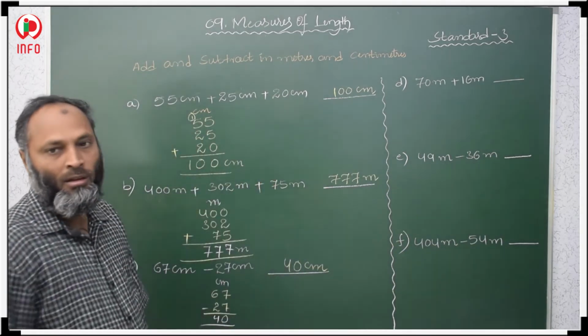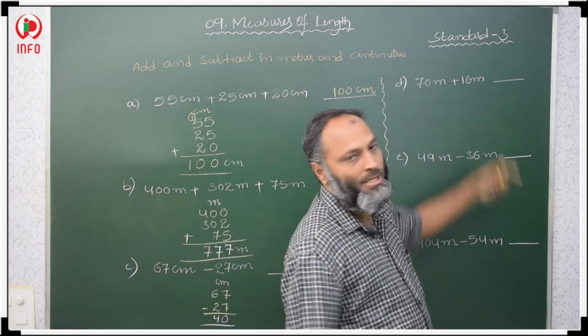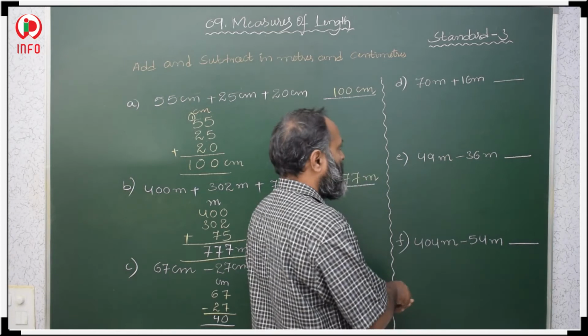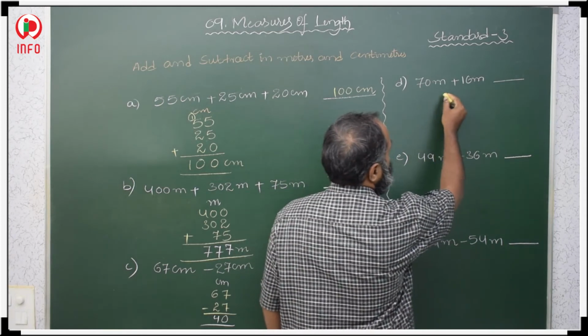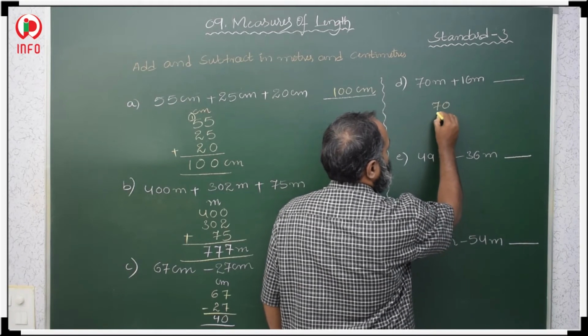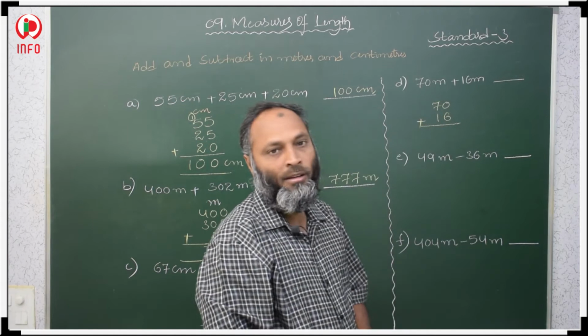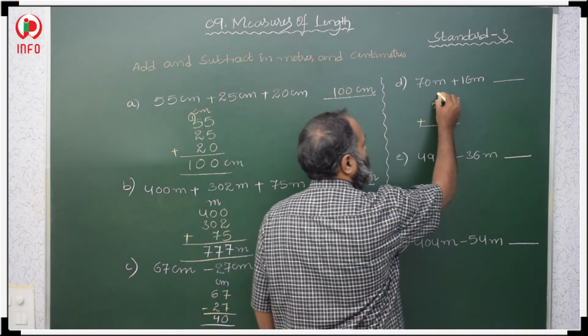Then 70 meters plus 16 meters, we have to add 70 meters and 16 meters. Addition sign is given. So these are in meters.